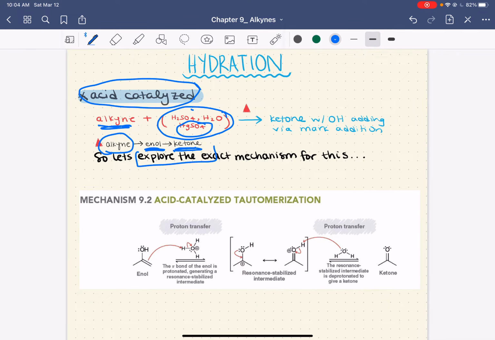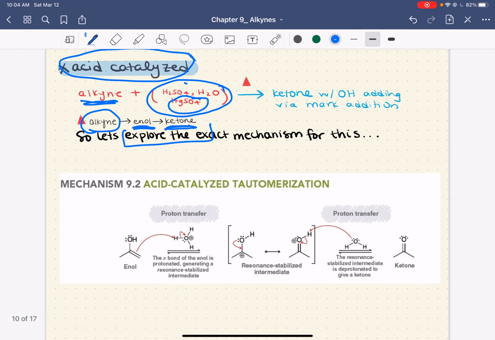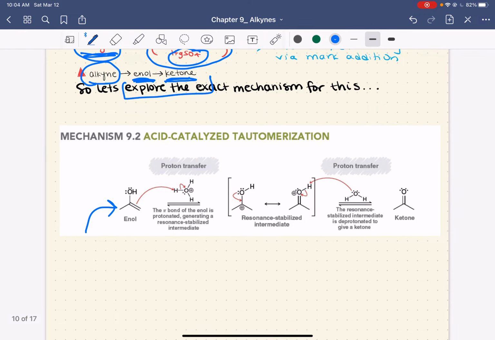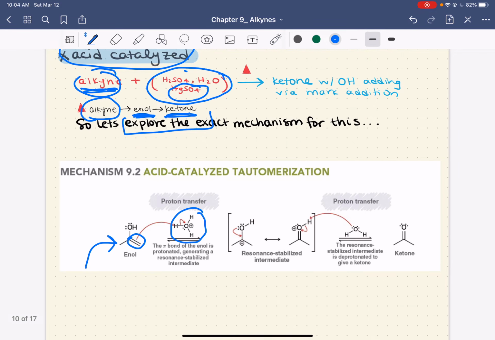All right, so these two steps here, we're going to look at the mechanism for that so we understand what kind of products we're going to get with acid-catalyzed hydration. Whenever you treat an alkyne with this set of reagents, you're going to get this enol. What's going to happen? The pi bond of this enol is going to be protonated with the acid that you have, like sulfuric acid. The pi bond of the enol is protonated, generating this resonance stabilized intermediate.